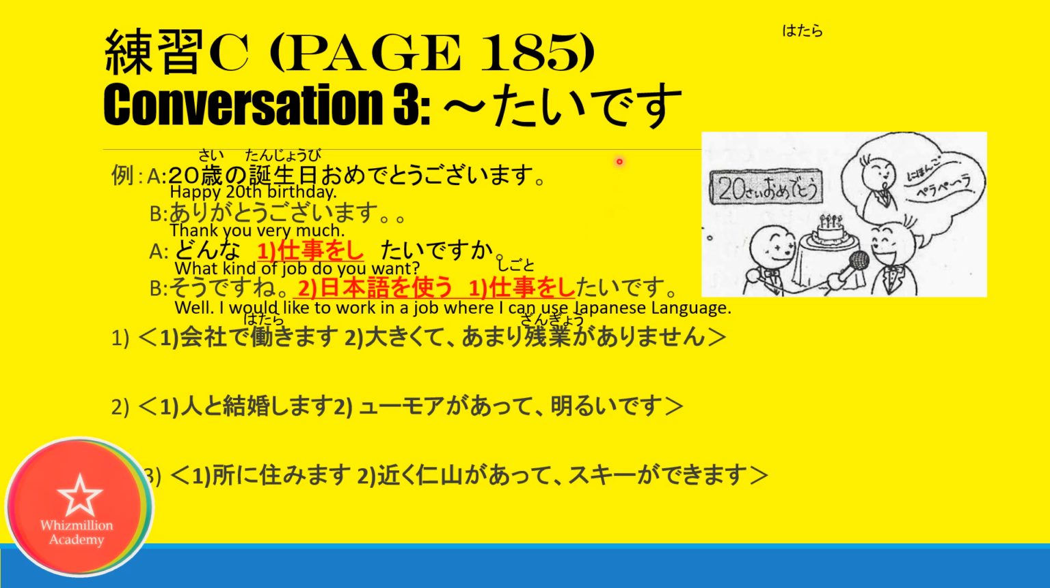As you can see in the picture here, there's a host asking the guest what do you want for your 20th birthday? So the guest has to use a modified noun to answer the questions. Let's start with the example. 20歳の誕生日おめでとうございます。Happy 20th birthday. ありがとうございます。Thank you very much. どんな仕事をしたいですか? What kind of job do you want? そうですね。日本語を使う仕事をしたいです。Well, I'd like to work in a job where I can use Japanese language.